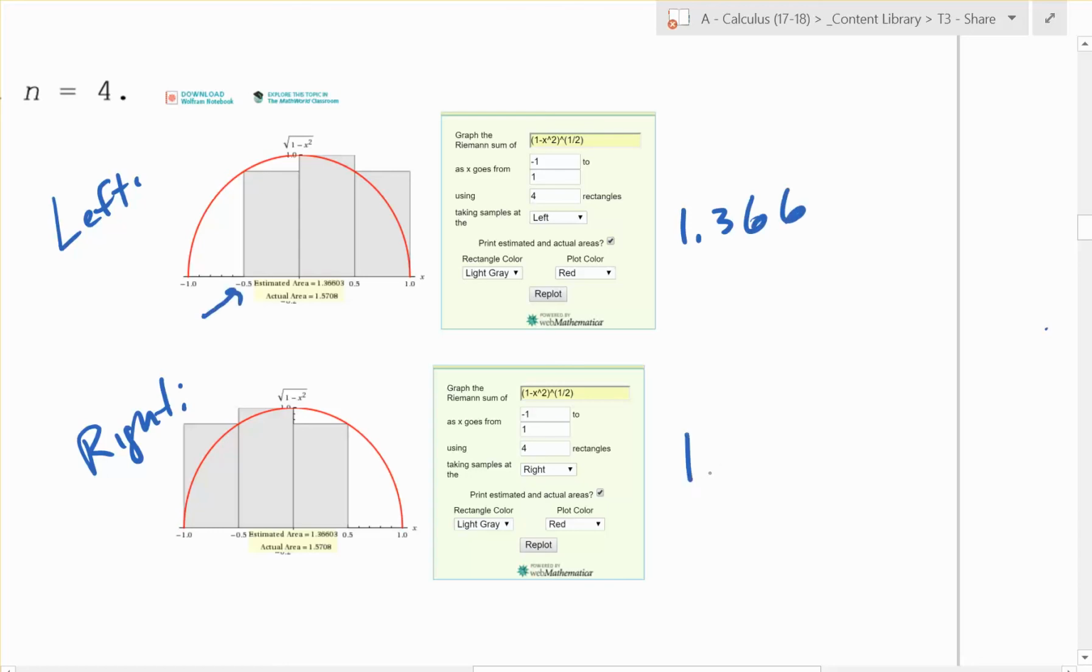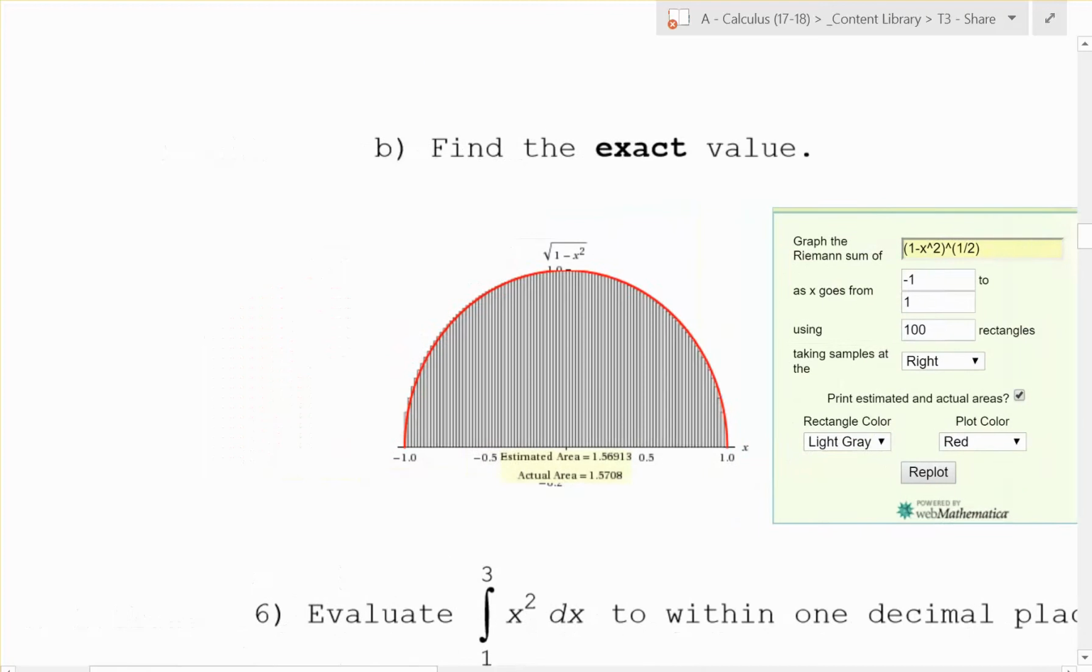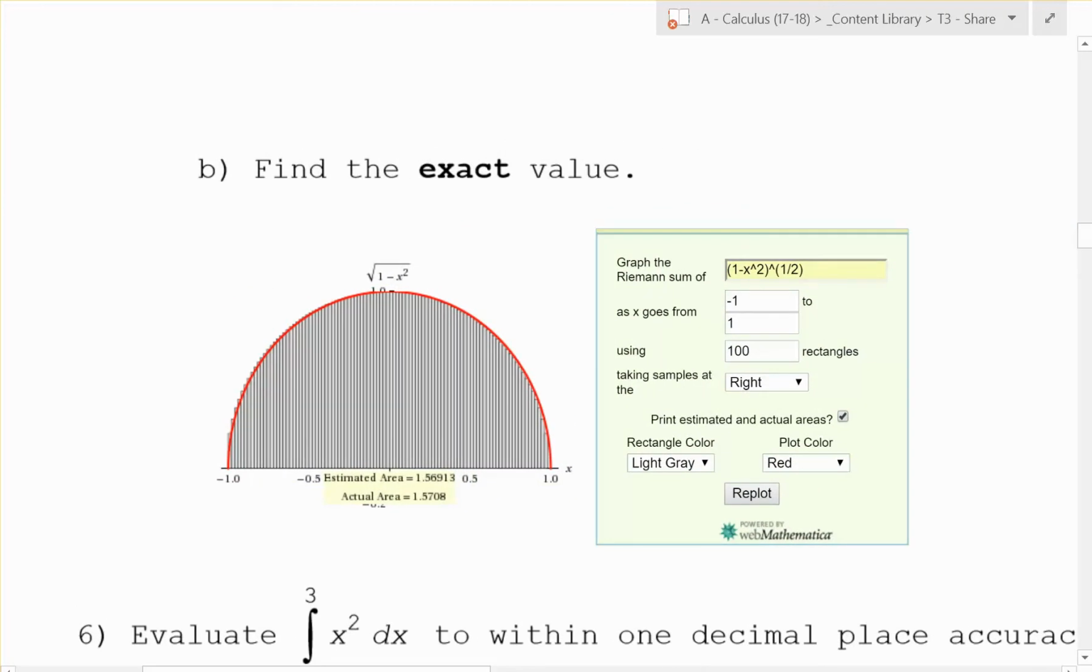And on this one, it came to 1.36603. It actually came out to be the same in both, which is possible. And it also gives you the actual area right there, 1.5708. And you can get a better estimate. If you want to get an estimate for the area, you can just crank it up to 100, which is what I did right there. And in this case, the estimate was 1.569. This applet also gives you the actual area, which is super helpful, 1.5708, same thing as before. So the more rectangles, the more accurate your guess.